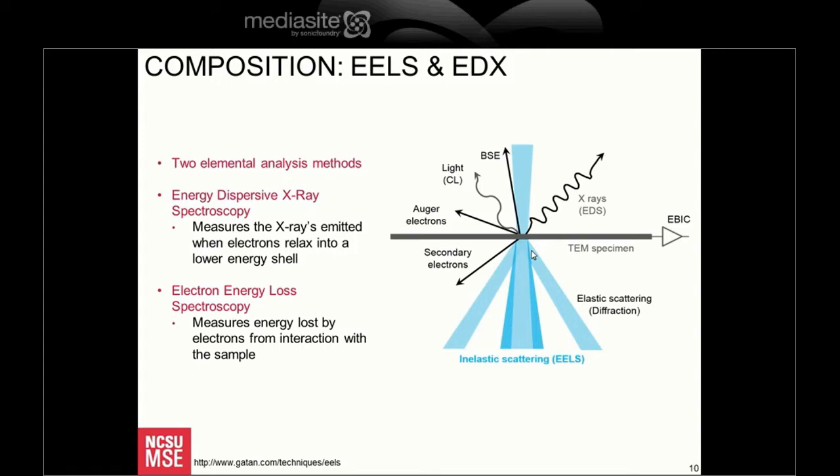Atomic composition can be further probed with methods like EELS and EDAX. EELS, or electron energy loss spectroscopy, measures the electrons after they pass through the sample and measures the amount of energy lost by the electrons while they interact with the sample. Energy dispersive X-ray spectroscopy measures the X-rays emitted when electrons relax into a lower energy shell. The electron beam strikes an atom, an electron is lost, a higher order electron then collapses down into that energy shell, and a characteristic X-ray is emitted. From these, along with the scanning of the probe, we can begin to capture elemental mapping.